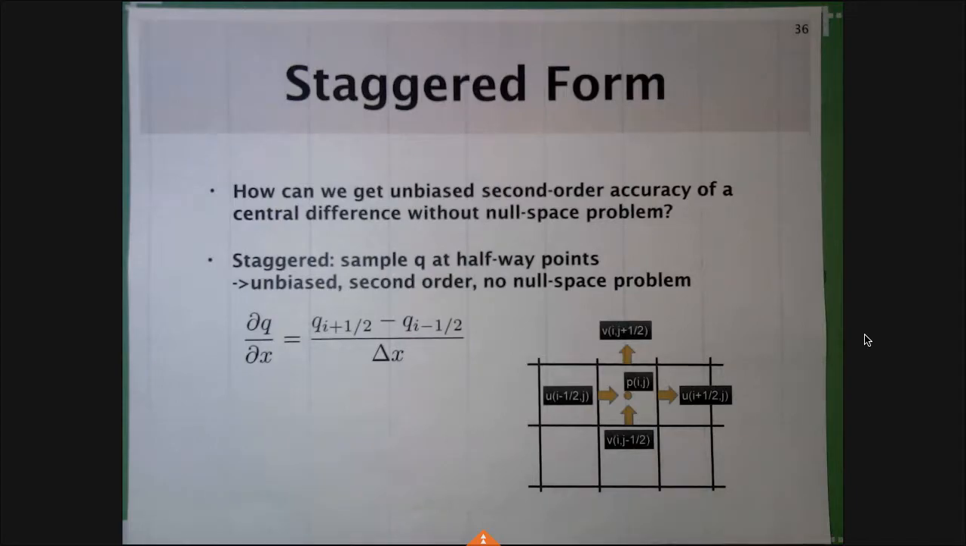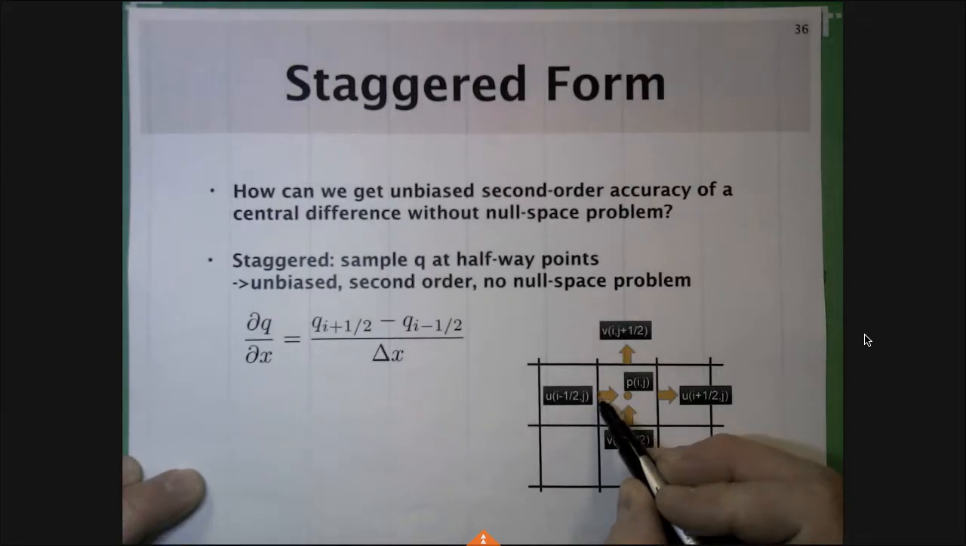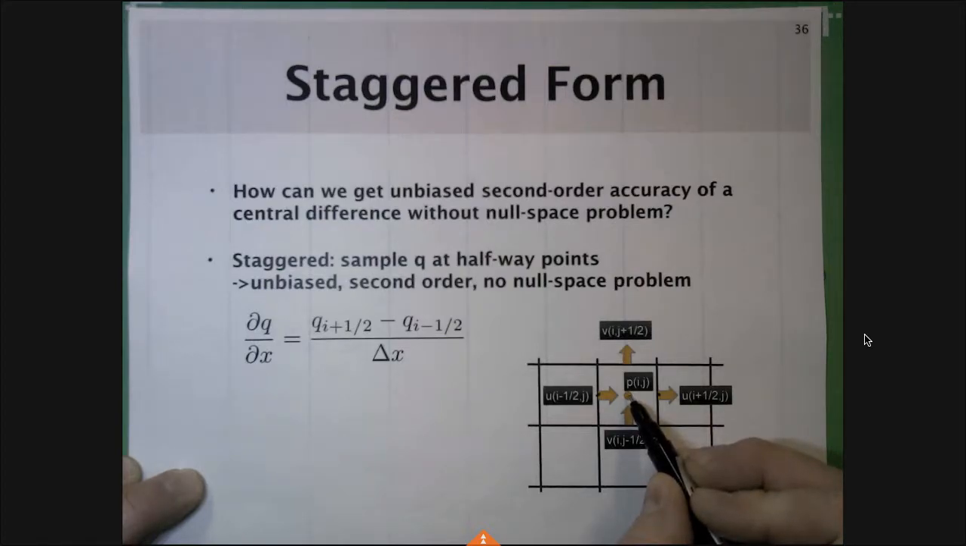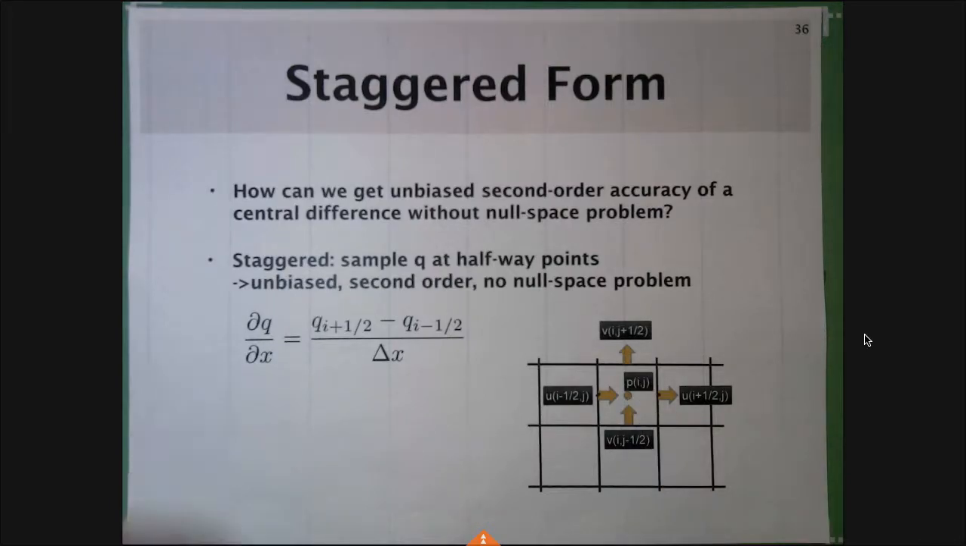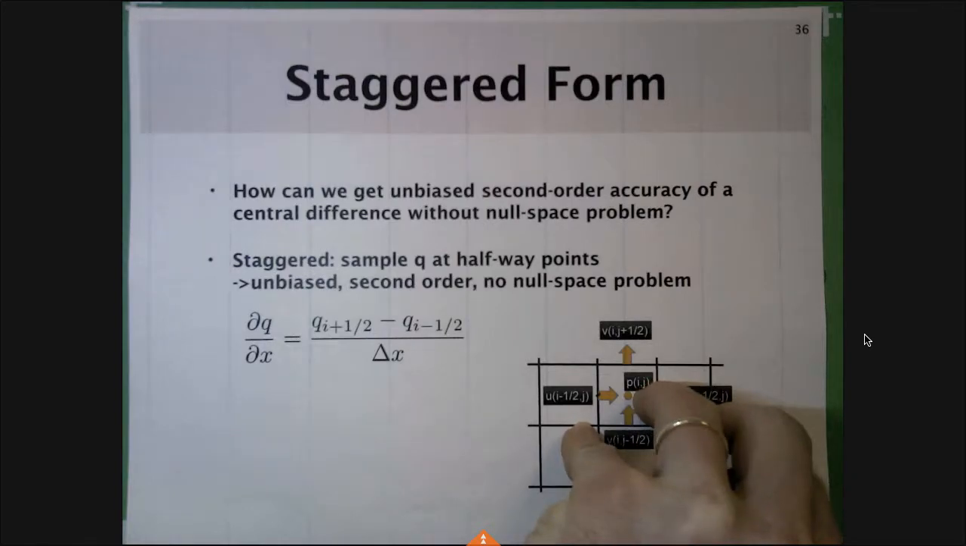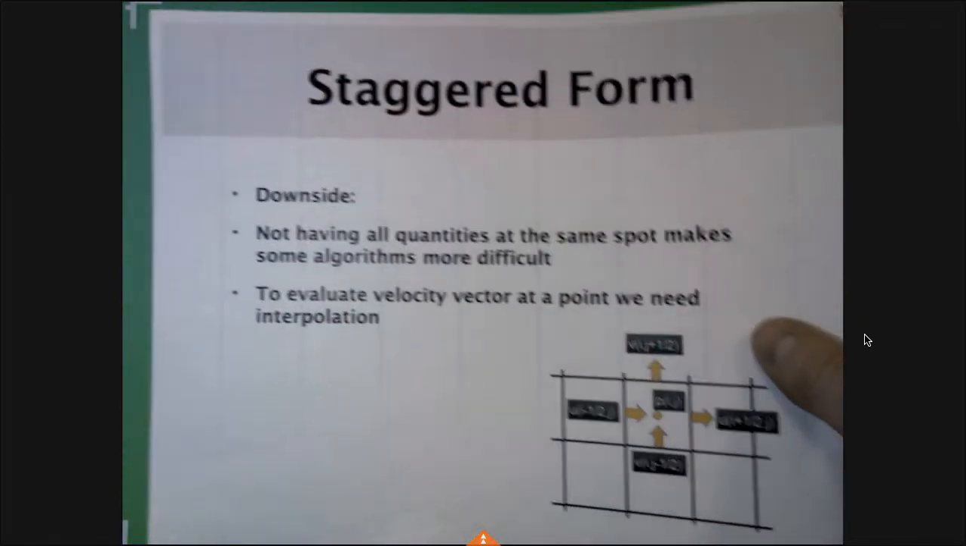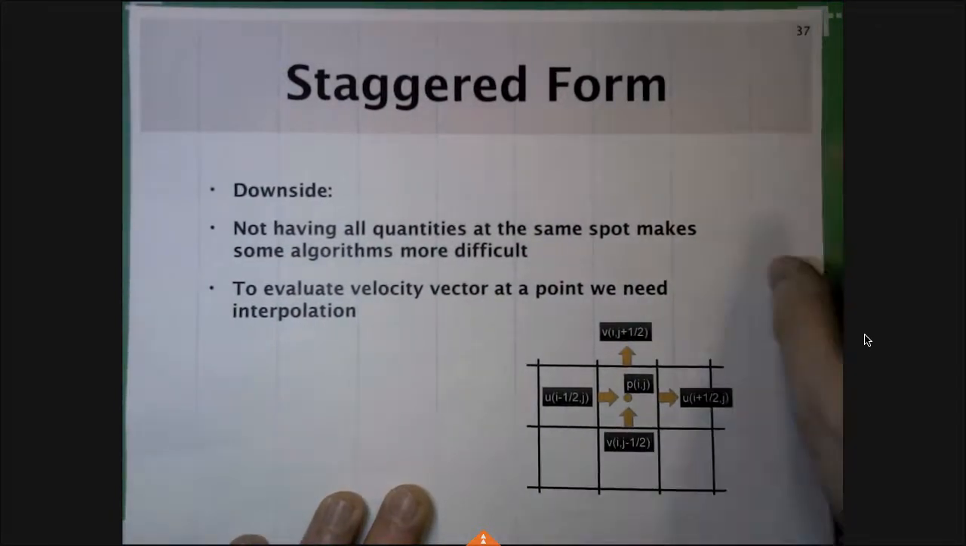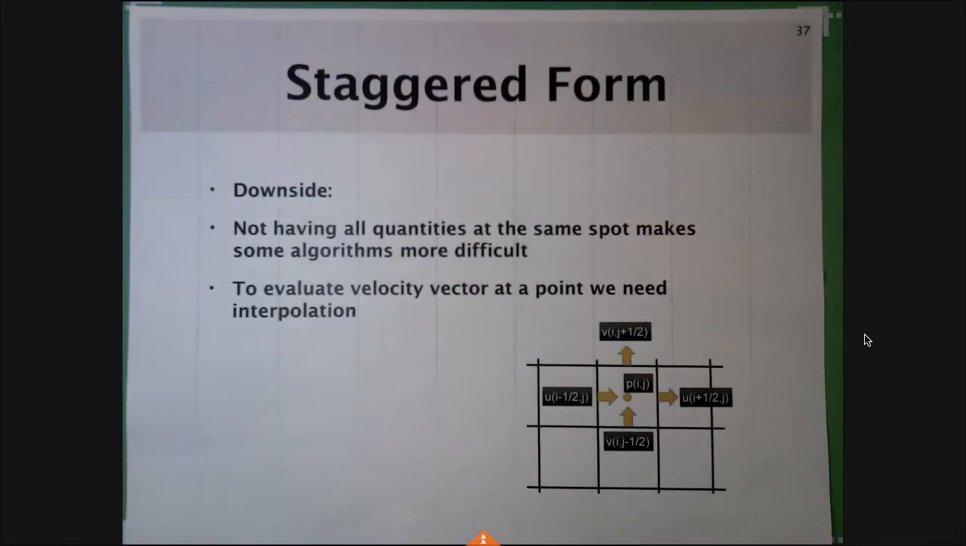Because now, if I have a value here and here, getting a central difference approximation for the first derivative here is obvious, right? And the null space problem isn't there because you just don't have a data point here. Okay. There is, of course, a flip side of the coin. The flip side being that you sometimes have to resort to interpolation, right?